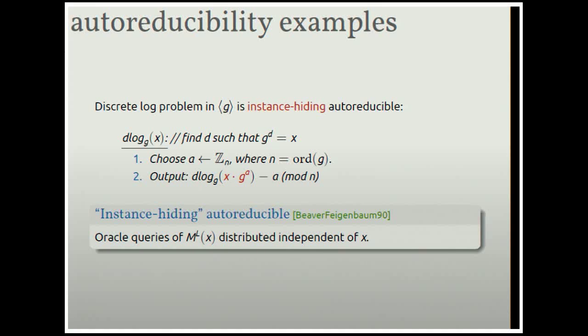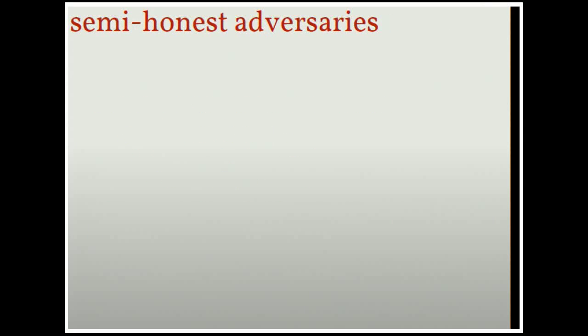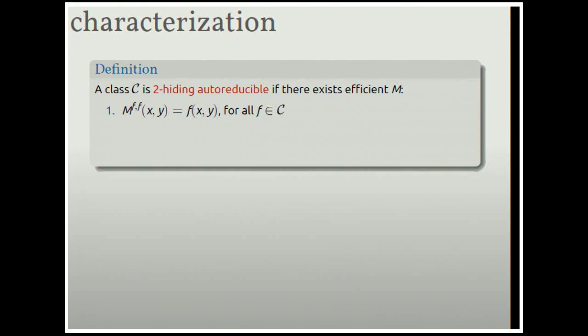So just looking ahead, when can you securely compute a function without knowing its code? Well, the answer is whenever there's a sufficient amount of structure, and the structure is something like this, okay? So let's do exactly that. I'm going to describe a result from the paper. It's a characterization for security against semi-honest adversaries, okay? I'm going to define a newfangled kind of auto-reducibility that turns out to be the correct one for this problem.